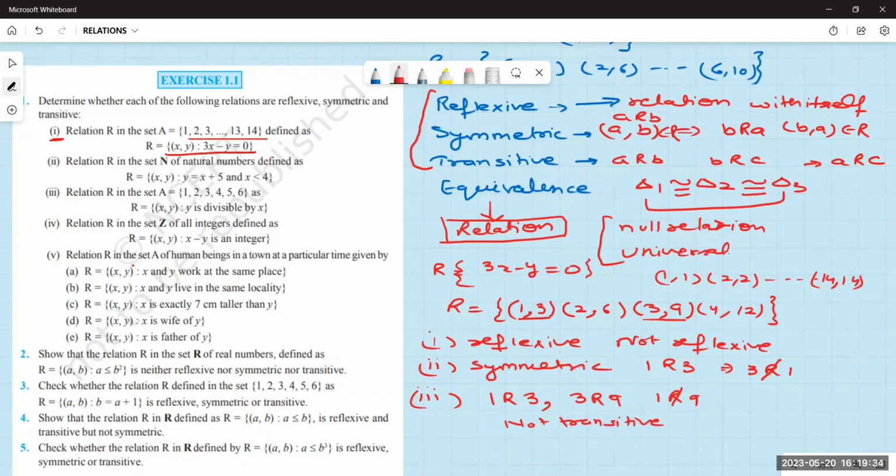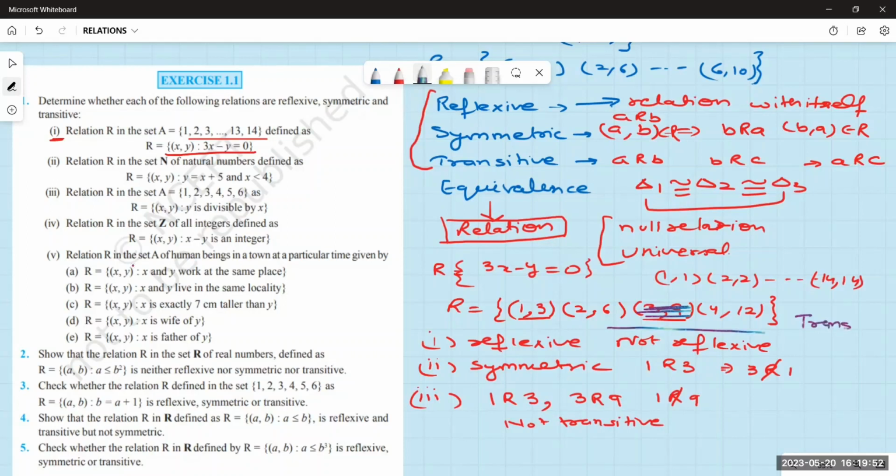Now, I was talking about one condition. Listen to this carefully. Suppose I omit this relation from here, so it is not there. I have just (1, 3), (2, 6) and (4, 12). Then I'll say this is transitive.